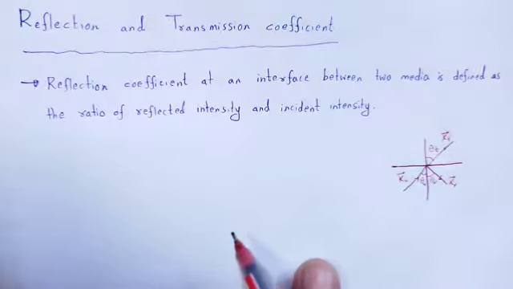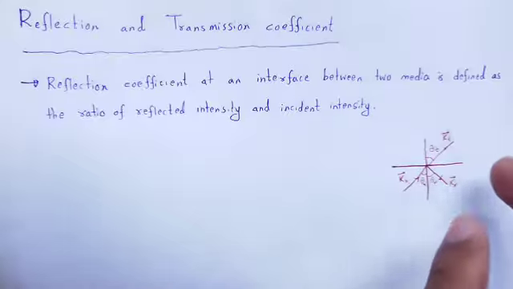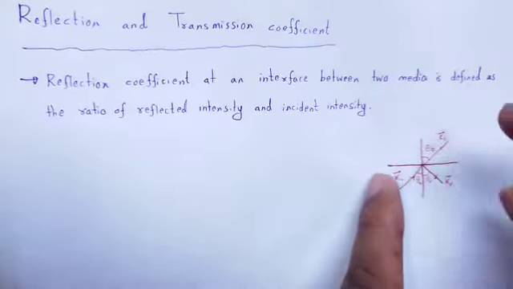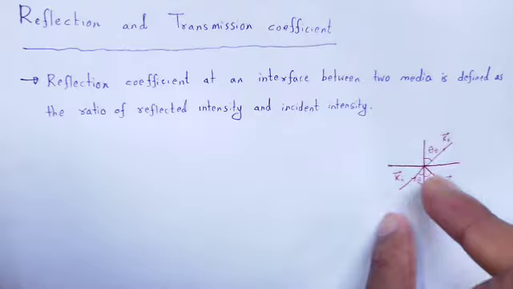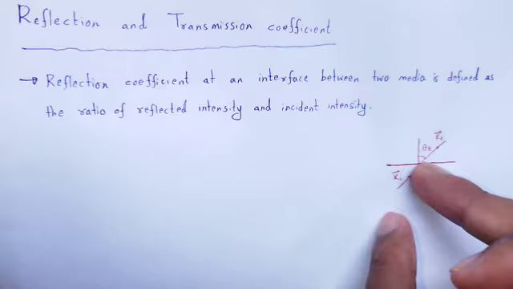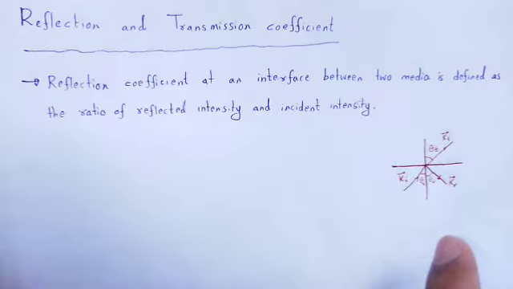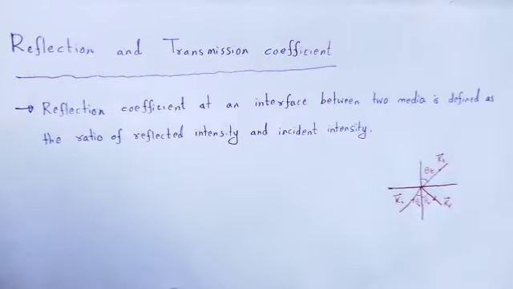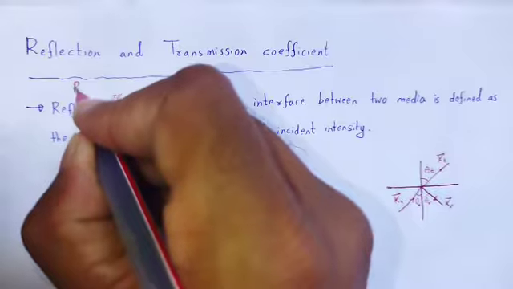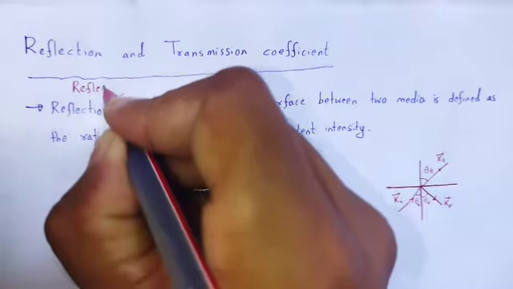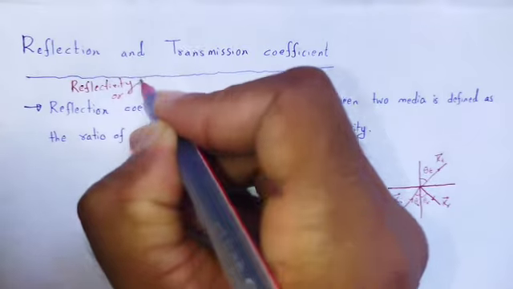So, according to our definition, the reflection coefficient of the interface that separates the two media is defined as the ratio of reflected intensity to that of incident intensity. In other words, we call it reflectivity.